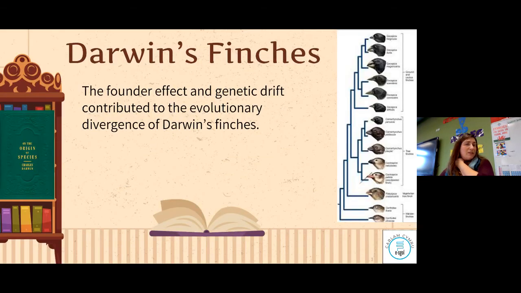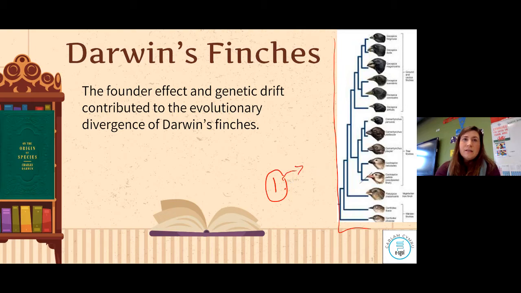So let's look at Darwin's finches, and how the founder effect and genetic drift contributed to the evolutionary divergence of Darwin's finches, and here they are here. Okay. So scientists believe that a small number of ancestral finches of a single species, so there was one species to begin with, colonized the islands from mainland South America. And I'll show you this on a map in a second. So we had one species living on mainland South America that was able to colonize islands, not really nearby, but fairly nearby.